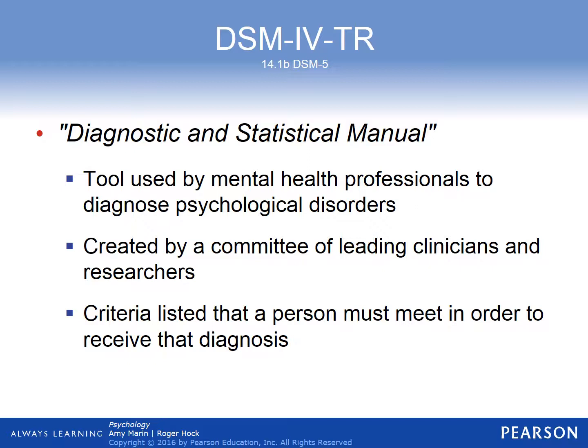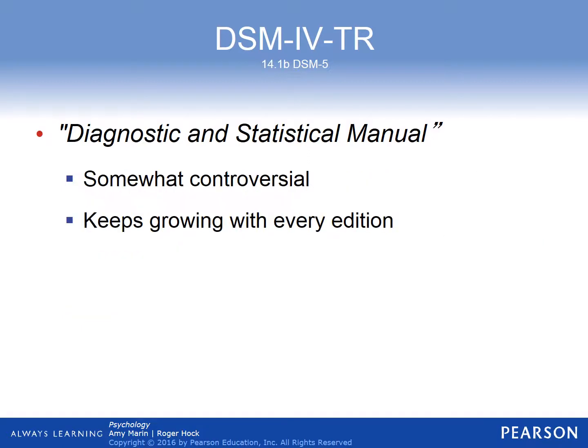It's a tool used by mental health professionals to diagnose, not to treat. It doesn't tell you how to treat, just tells you how to diagnose. That's all it is. Created by committees, it lists criteria that a person must meet in order to receive that diagnosis. So it's very specific. You have to have 7 out of 10 of these criteria. You can't meet any other criteria for any other disorders. You can't be involved in alcohol or substance abuse. You have to have, you know, three symptoms in this category and 4 in this category. So very specific, and there's good and bad with that.